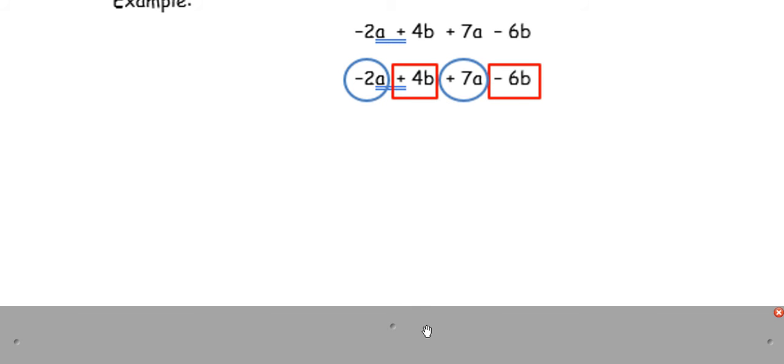So we have A's and B's. We're going to combine the A's first because that's alphabetical order. We have a -2 and a +7, which is a +5a. And we have a +4 and a -6, which is a -2b. So we've simplified that expression by combining like terms.